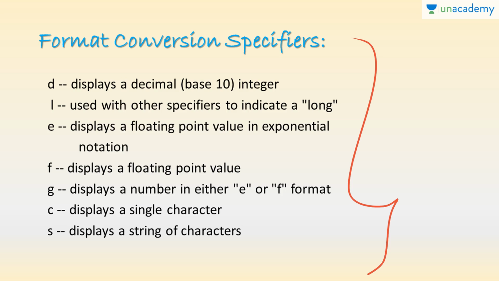So see here, %d is used for integer. Then %f, as we saw before, is used for floating point. Then %c is for character. %s is for string. %e is for exponential, %l indicates a long type, and %g displays a number in either e or f format, that is exponential or floating point format.